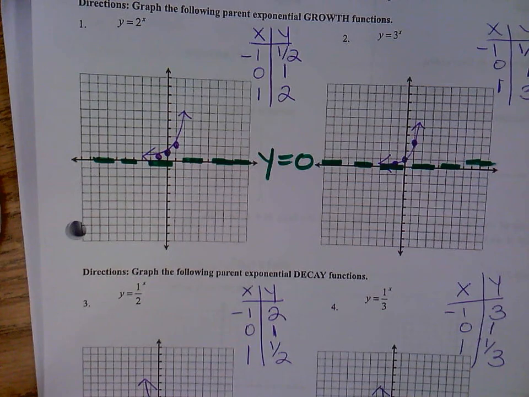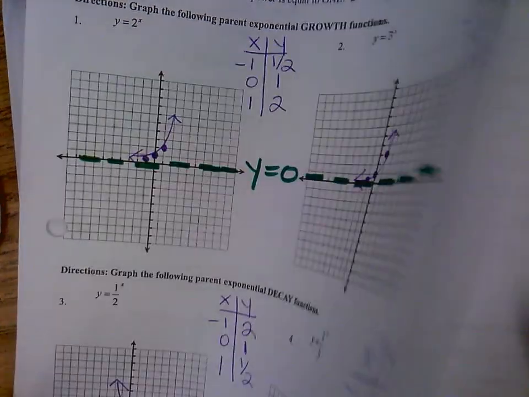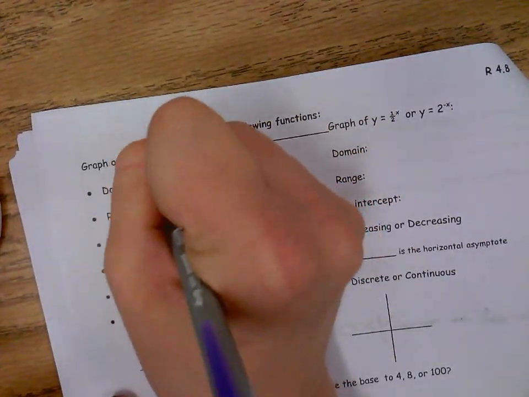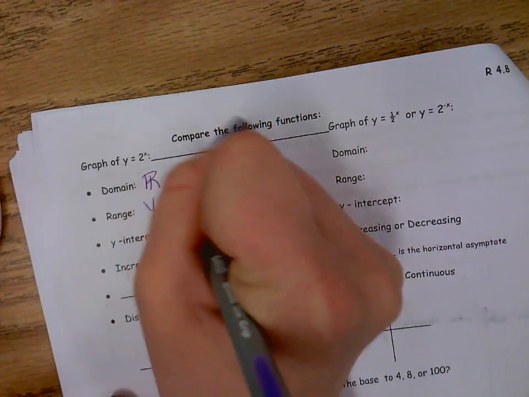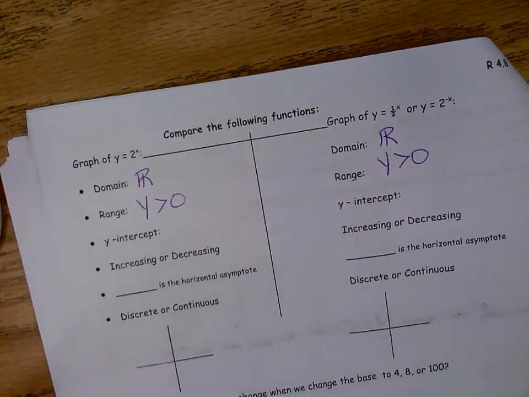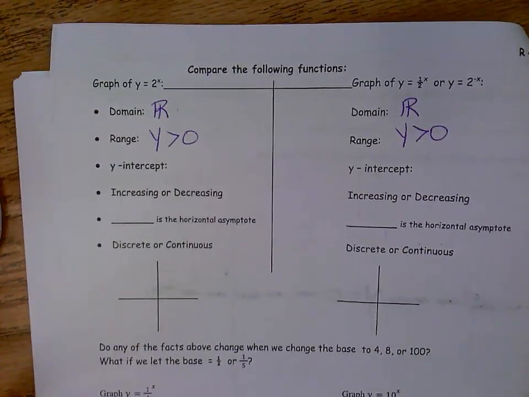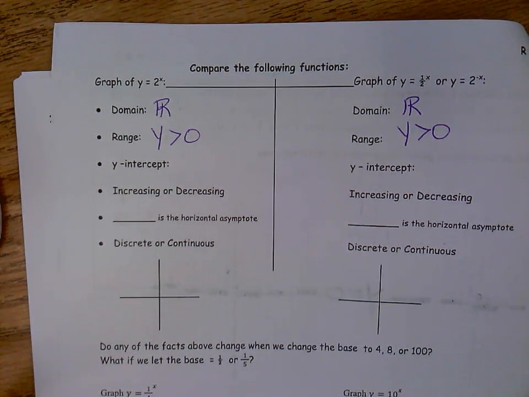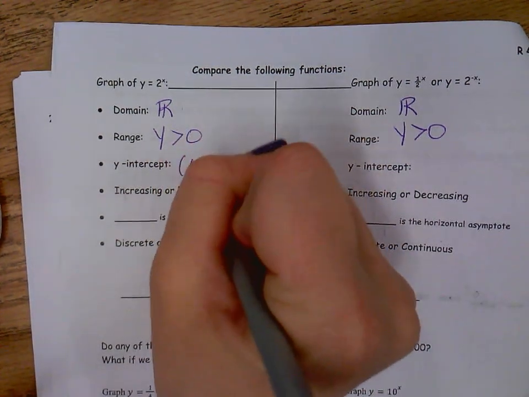So for every exponential function, they have the same domain and range. So I want you to write all real numbers, but y is greater than 0 for both of these, because it doesn't matter if it's a fraction or if it's a non-fraction. What was the y-intercept on both graphs? The y-intercept is always where? Always (0, 1).